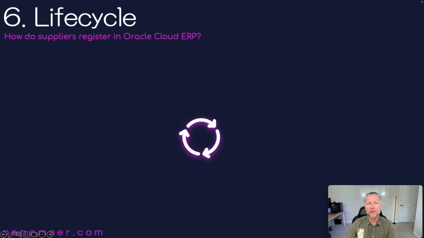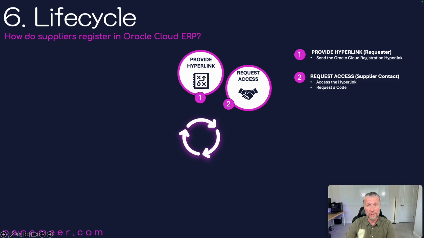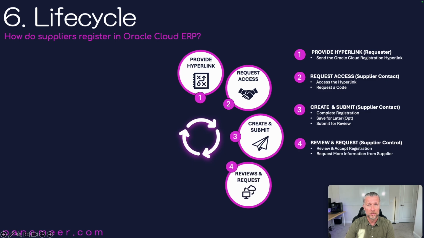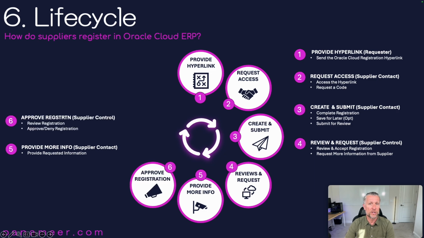Finally, how do suppliers register in Oracle Cloud ERP? Let's take a look at the life cycle. First, procurement's going to have to provide them a hyperlink so they second can go there and request an access code. They then create the registration and submit it for approval. Supplier control reviews that registration transaction and perhaps approves it, or maybe they request more information. The supplier will provide that more information. Then that registration request may be approved or denied.